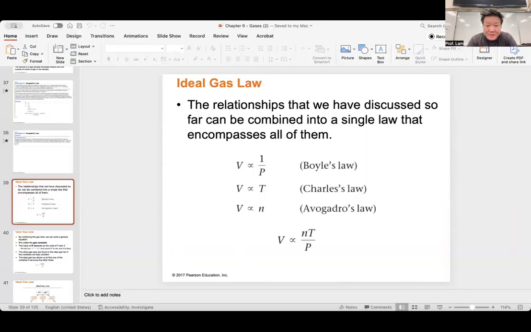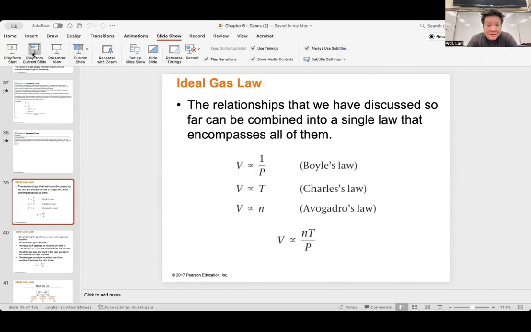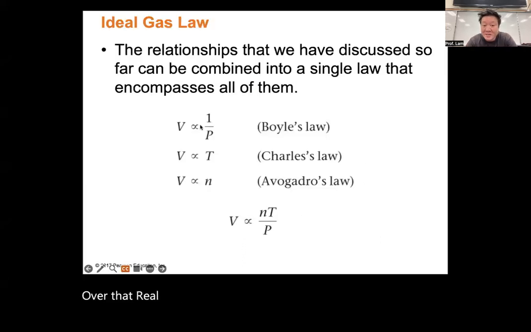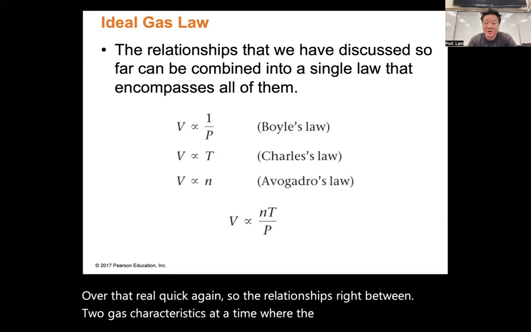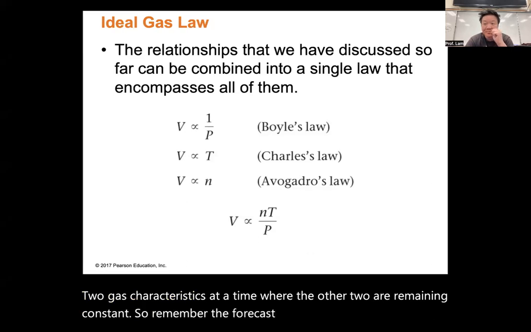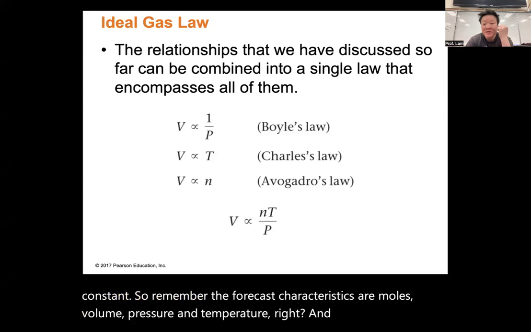If you guys remember in the last lecture, we introduced the simple gas laws, right? Boyle's law, Charles' law, and Avogadro's law. So let's just quickly go over that real quick again. So the relationships between two gas characteristics at a time where the other two are remaining constant. Remember, the four gas characteristics are moles, volume, pressure, and temperature, and all interrelated. So studying all four of them at the same time is really complex.